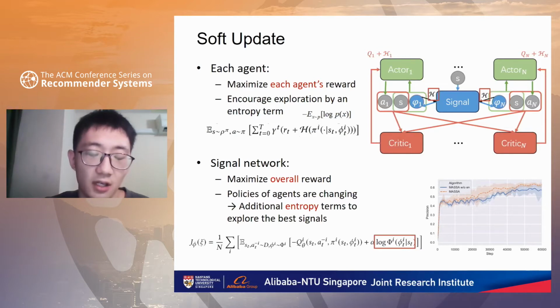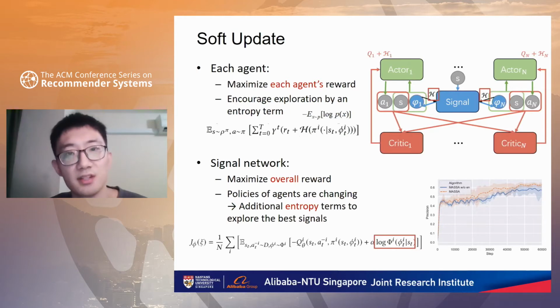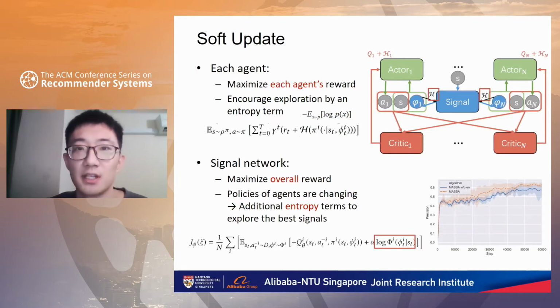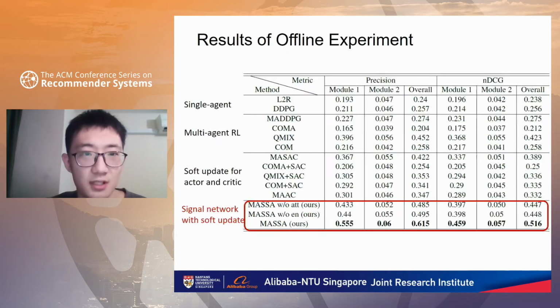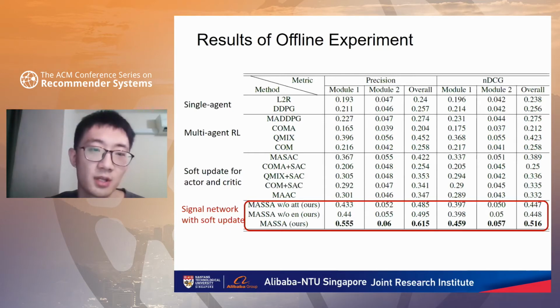So we use the interface term to lead the signal network to explore more, to choose a good way to send signals to each actor. Besides our method, I think there are many methods in reinforcement learning that consider the multi-agent cooperation problem, such as the baselines we used in our experiments. They also found some ways to let these agents cooperate, but their performance is not very good in recommender systems. But maybe in other domains, their performance is good enough. But in our experiments, our algorithm performs the best.